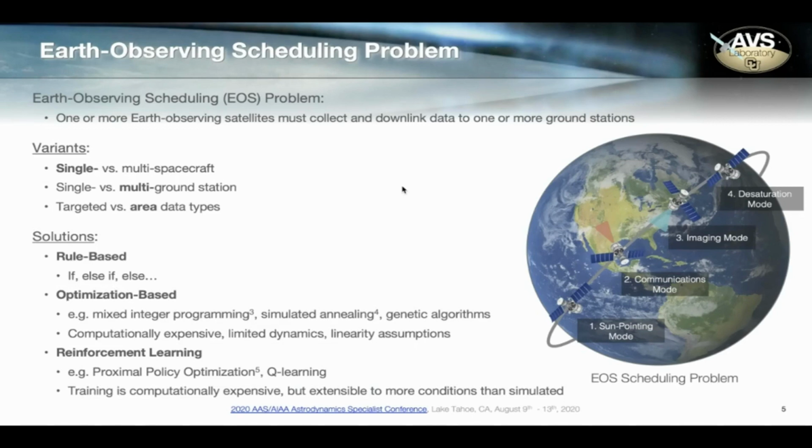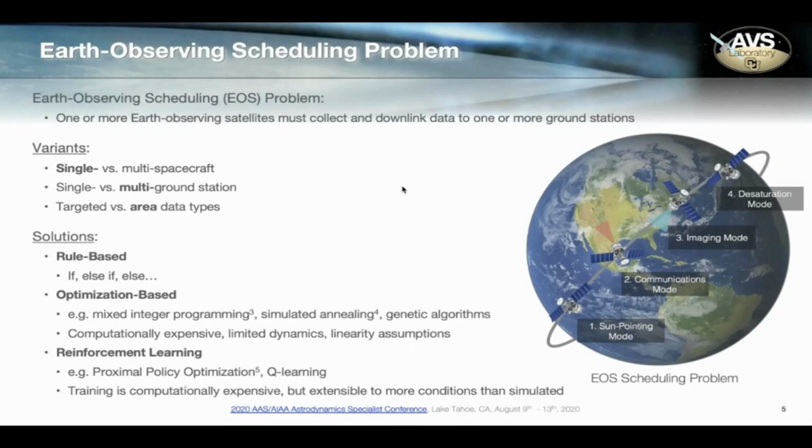Several solutions to this problem exist already. There's rule-based autonomy, which is if, else, do this. There's optimization-based, which has been studied probably the most in literature. Mixed integer programming, simulated annealing, genetic algorithms, etc. have all been used. These formulations typically consider many targets or maybe many spacecraft, but they're computationally expensive. They usually consider limited dynamics, and they're forced to make linearity assumptions.